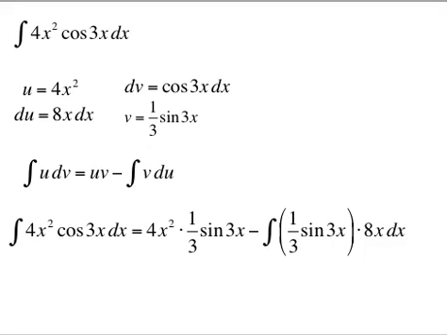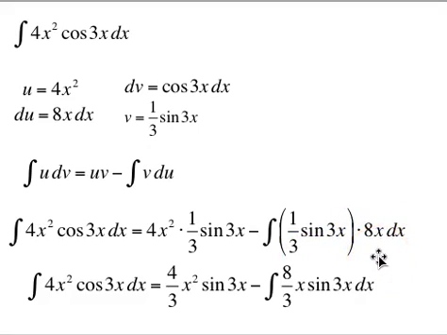Now, can we simplify this? 4 times 1/3 is 4/3. So how about 4/3 x squared sine 3x? 1/3 times 8 is 8/3, which I'm actually going to leave on the right side of the integral. So 8/3 x sine 3x is where we are now.